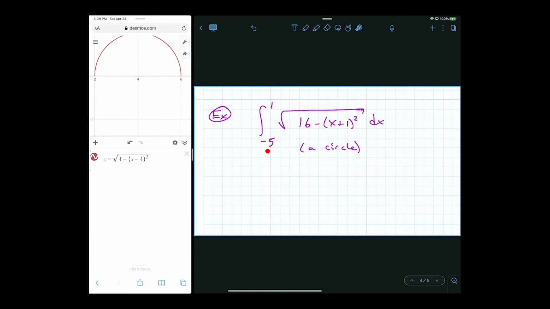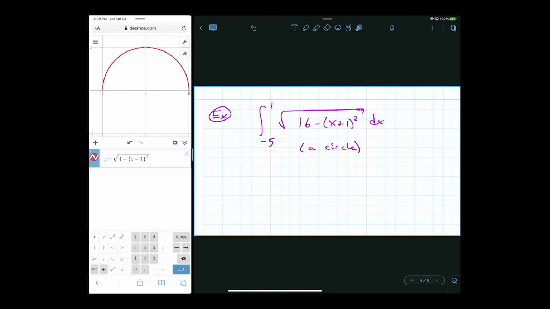So for example, -5 to +1, that distance is 6. So like this distance on the base here is going to be 6 this time. So it's probably radius 3, right? And as soon as you know it's a half circle with radius 3, you're pretty much done. But we can type this in here.